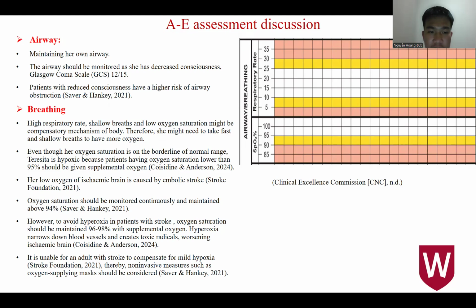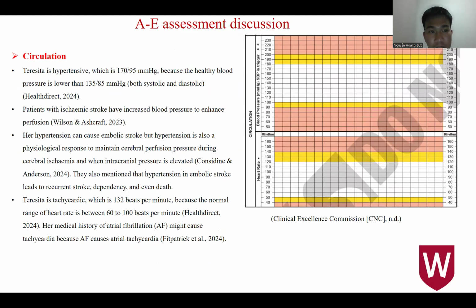However, to avoid hyperoxia in patients with stroke, oxygen saturation should be maintained at 96 to 98% with supplemental oxygen. Hyperoxia narrows down blood vessels and creates toxic radicals, worsening the ischemic brain. It is unable for an adult with stroke to compensate for mild hypoxia. Thereby, non-invasive measures such as oxygen supplying masks should be monitored.